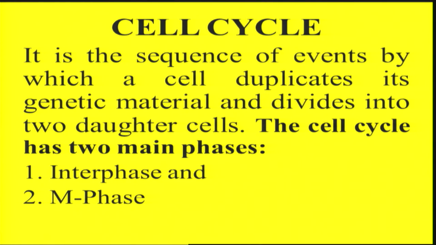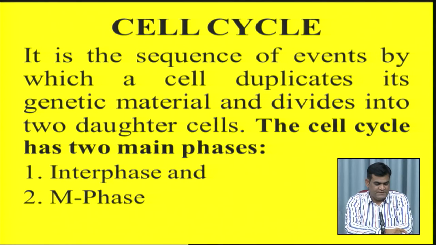As far as the cell cycle is concerned, it is the sequence of events by which a cell duplicates its genetic material and divides into 2 daughter cells. Or in other words, we can say that the orderly sequence of events by which a cell divides into 2 daughter cells is known as the cell cycle. The cell cycle has 2 main phases. One is interphase and another is M phase.